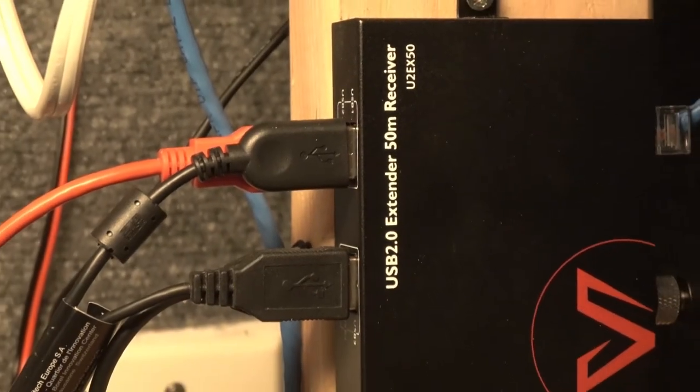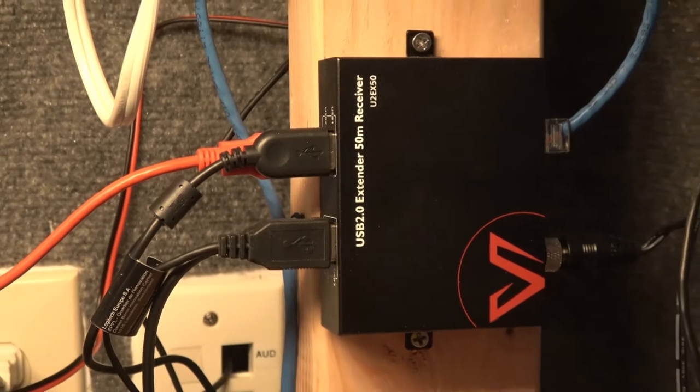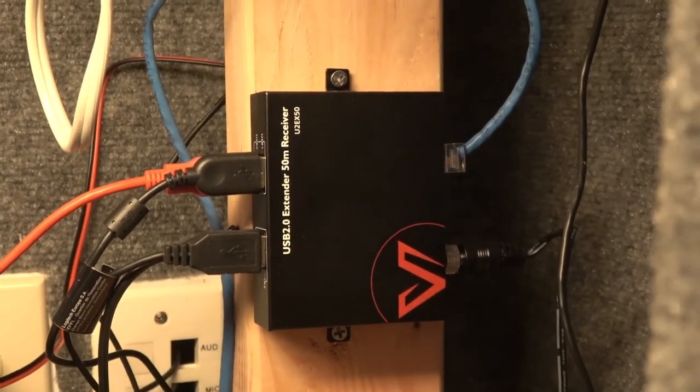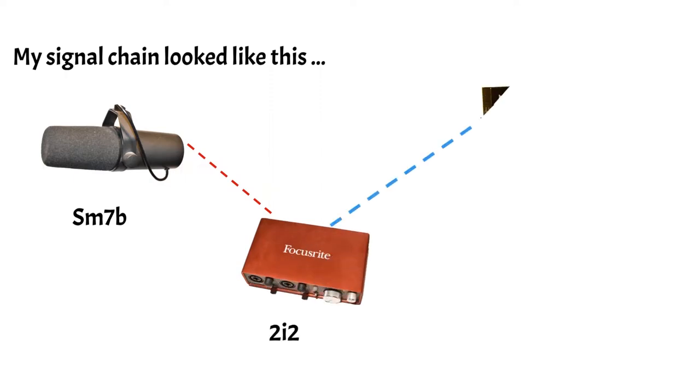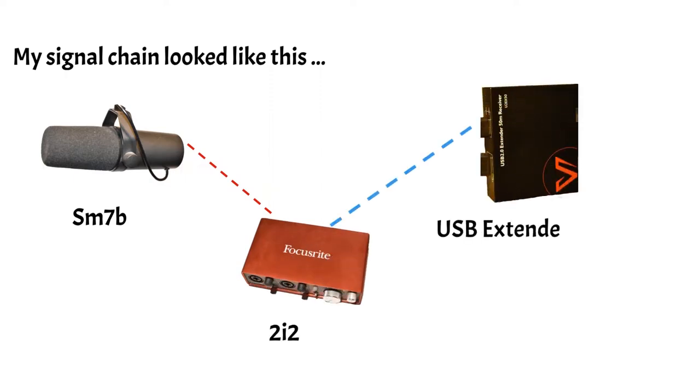The problem I ran into with the dynamic mic was providing enough gain and maintaining a clean signal to the computer. In the previous videos, I showed that I connected to the computer via USB cables over Cat5e network cable, which does a good job. My signal chain looked like this. The Shure SM7B into a Focusrite 2i2, then into a USB hub, and later I switched that out to a USB extender. That then went out over a Cat5e cable to the USB extender receiver on the other end, and then finally a USB cable into the computer.